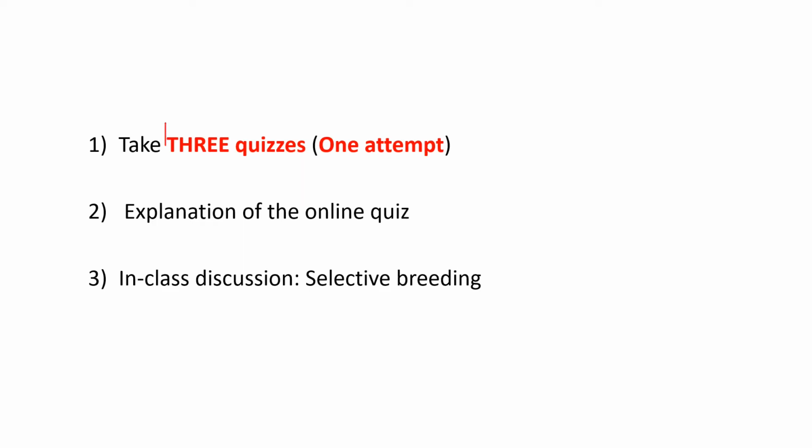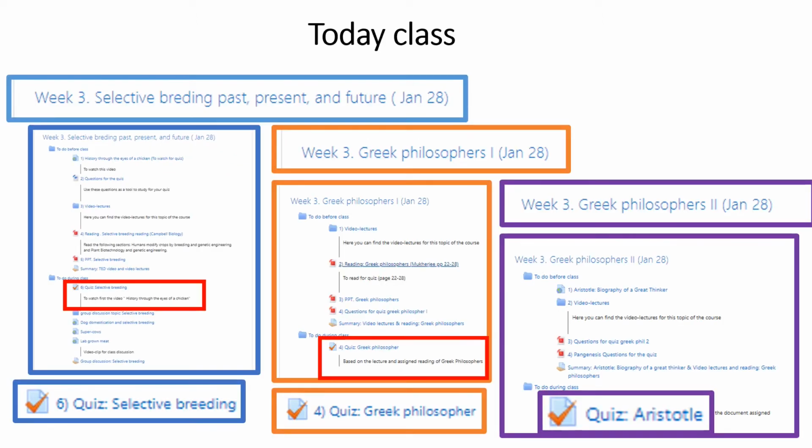So in this section of the class, you're supposed to take your quiz. So if you are already in class, the time of class, please go and take your quiz. And remember, there are three main sections that you're supposed to read. So you're supposed to take this quiz that says Greek philosophers, this one says selective breeding, and this one that is the section of Aristotle. So Greek philosophers and selective breeding.